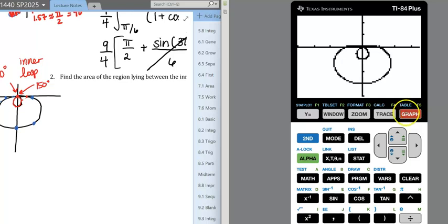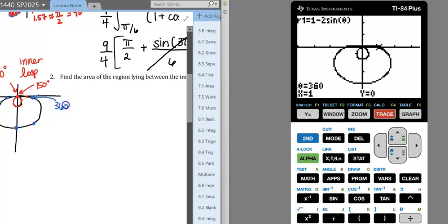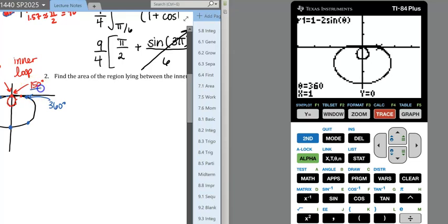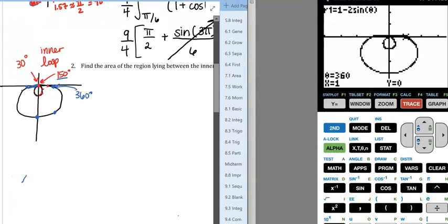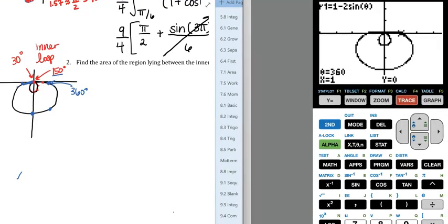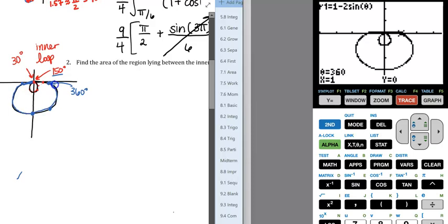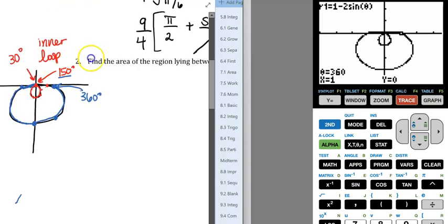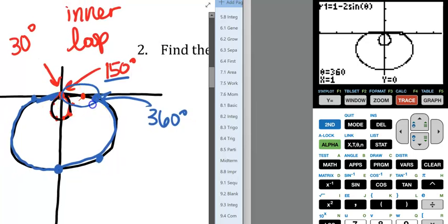But on our graph, when we trace 360, we have not finished the outer loop. When I trace 360, I'm just right here, right? We started this outer loop at the same 150 that the inner loop ended at. So we started getting points over here. We've gone this far around. We're at 360. We haven't finished this little bit of the outer loop.